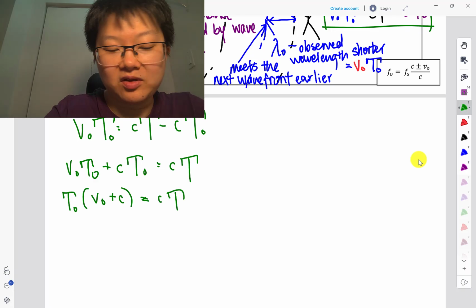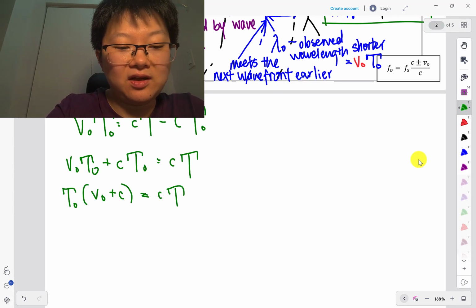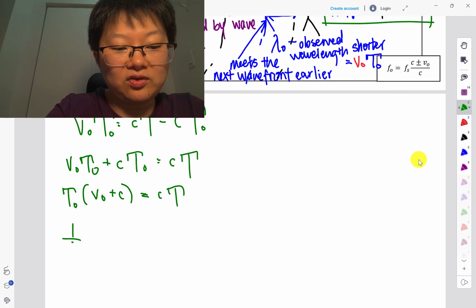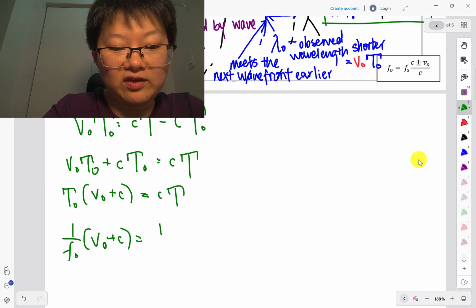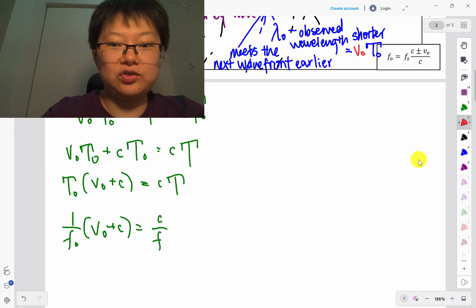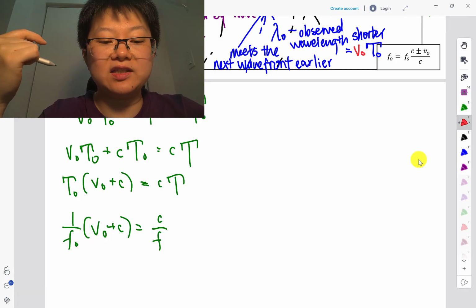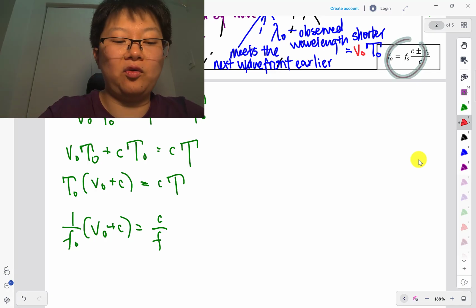So if I sub in frequency instead of period, I'm going to get 1 over the observed frequency times, in brackets, V0 plus C. And then on this side, I'm going to get the period is going to be 1 over the original frequency of the source. And of course, we want to take the reciprocal of both sides because we want the frequency on top, similar to how we see it in the final form.